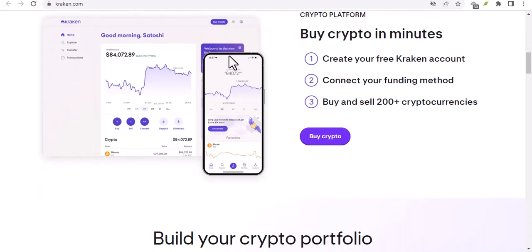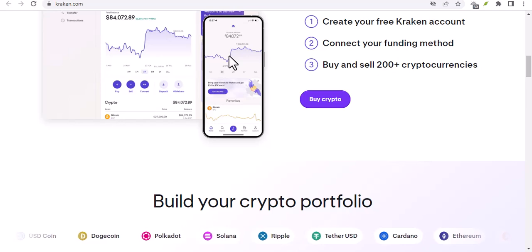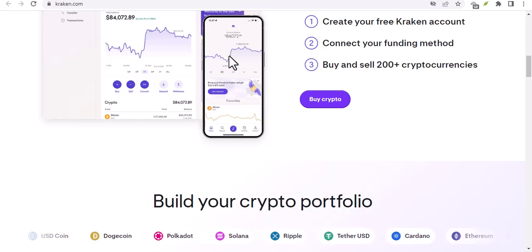How to deposit USDT on Kraken. A step-by-step guide, with screenshots or visuals to demonstrate the process, plus tips for a smooth deposit experience.